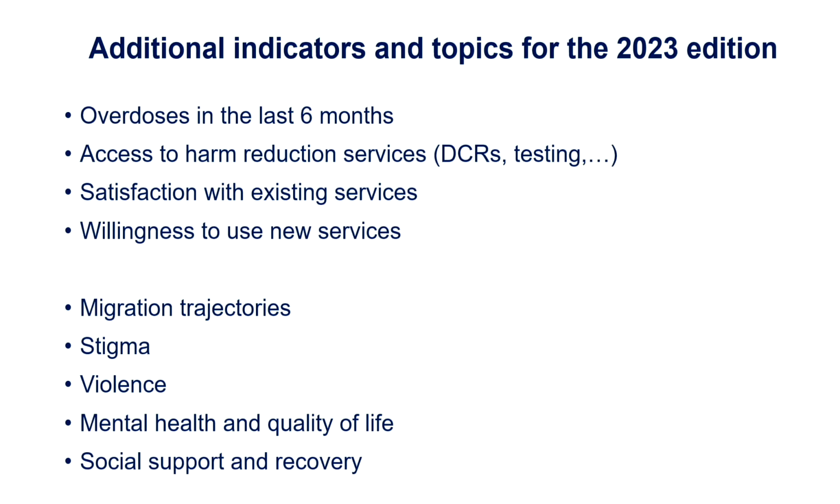So in our last edition, in 2023, we decided to have additional indicators. We added indicators on overdoses in the last 6 months, access to harm reduction services, and especially to drug consumption rooms, which is a very sensitive topic in France. Also satisfaction with existing services, willingness to use new services. We also have questions about migration trajectories, stigma, violence, mental health and quality of life, and social support and recovery.